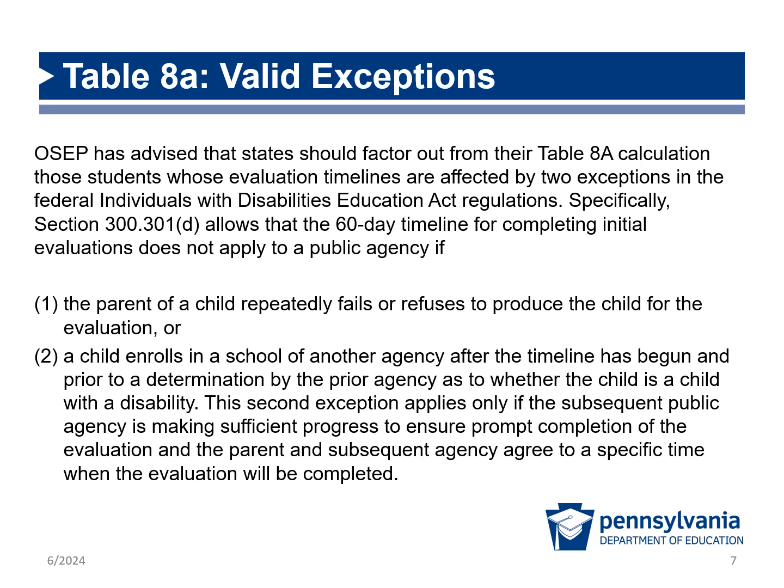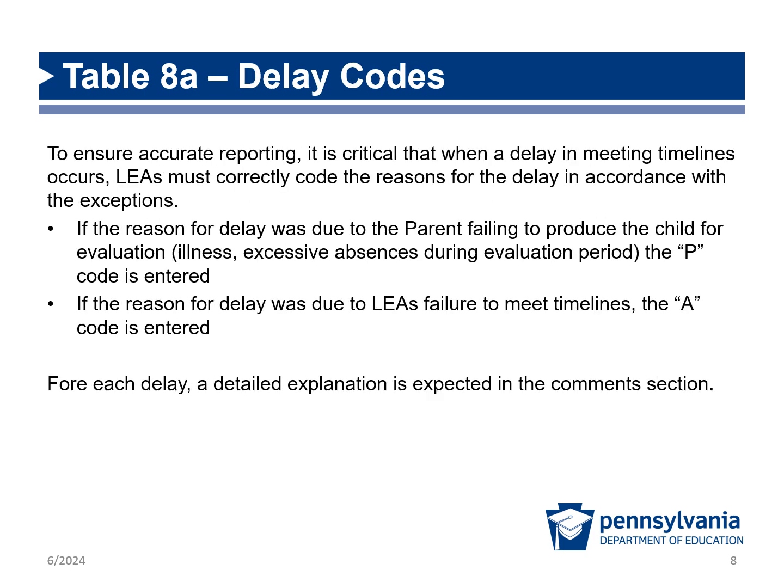The second exception applies only if the subsequent public agency is making sufficient progress to ensure prompt completion of the evaluation, and the parent and subsequent agency agree to a specific time when the evaluation will be completed. To ensure accurate reporting, it is critical that when a delay in meeting timelines occurs, LEAs must correctly code the reason for the delay in accordance with these exceptions.